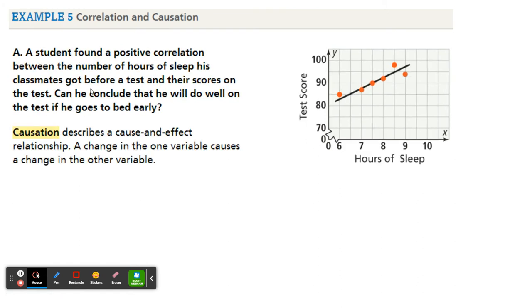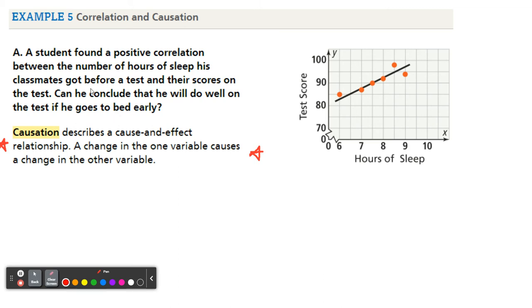All right, example 5. A student found a positive correlation between the number of hours of sleep his classmates got before a test and their scores on the test. Can he conclude that he will do well on the test if he goes to bed early? So there's this idea of correlation and causation, right? Causation describes a cause and effect relationship. A change in the one variable causes a change in the other, right?